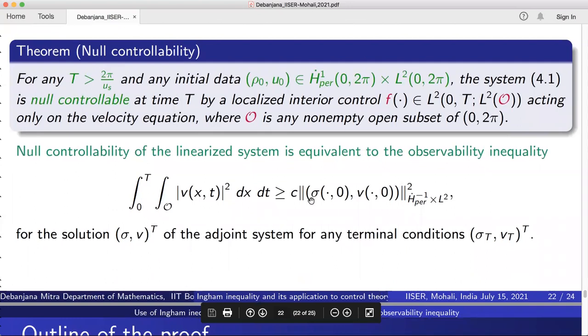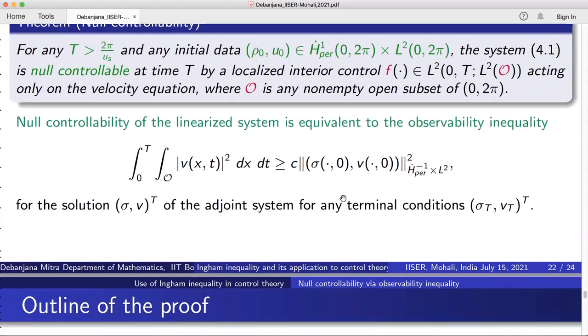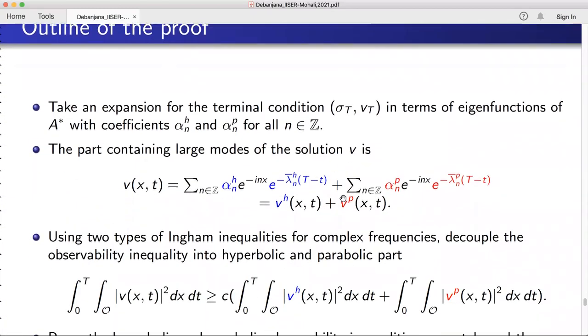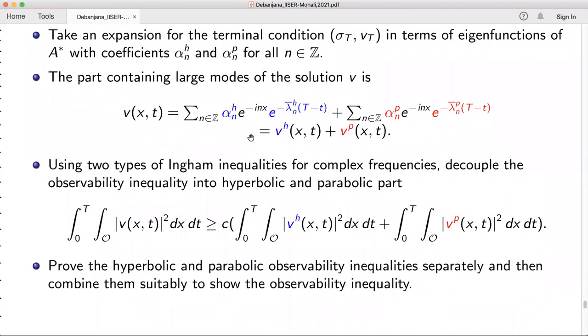It is bounded by the initial condition for sigma and v. Just to finish, the conclusion is that you can write this velocity v in terms of a series expansion.